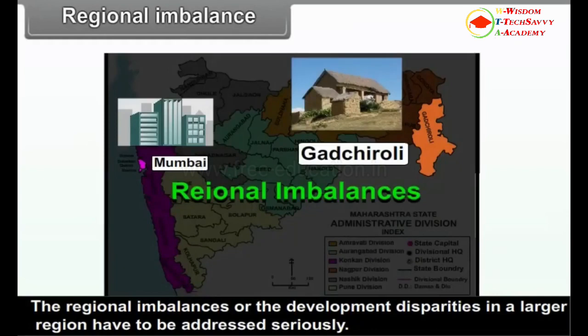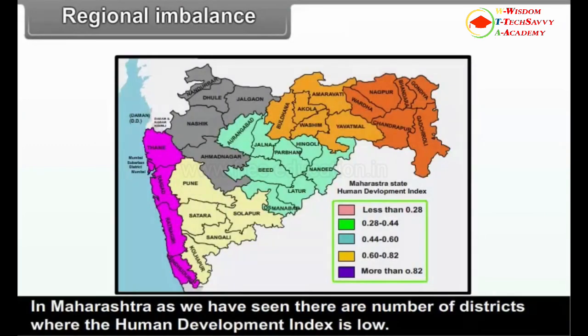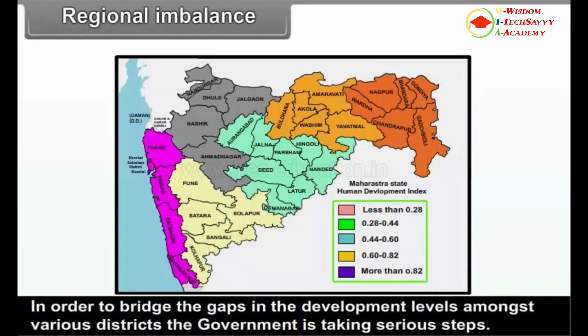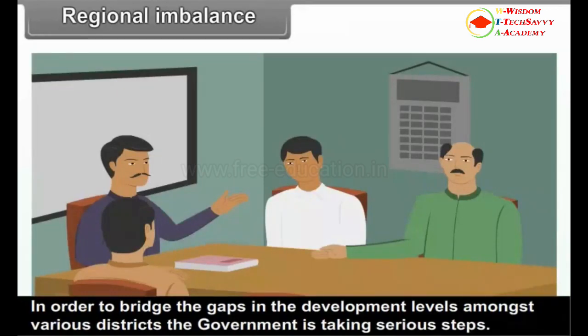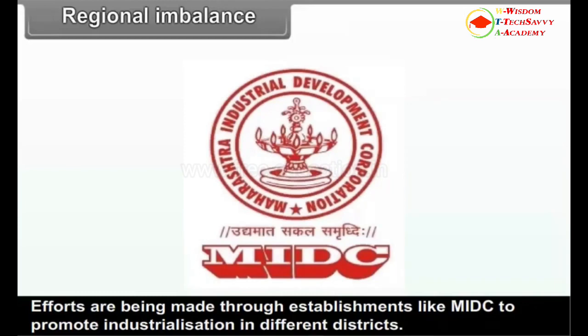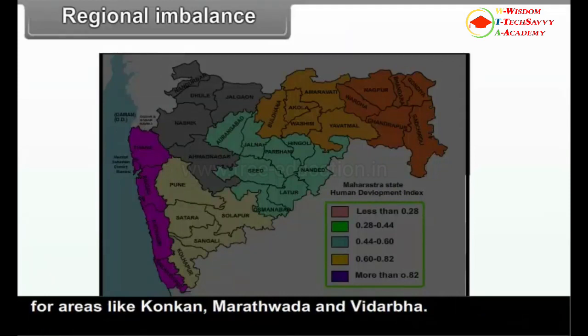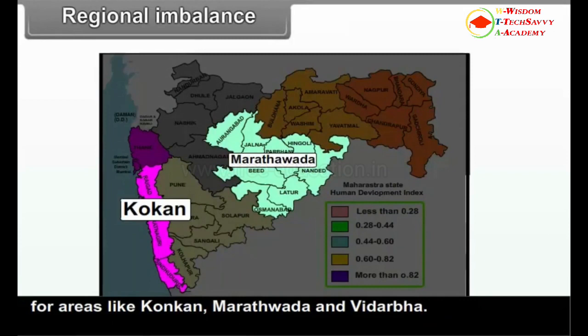The regional imbalances or the developmental disparities in a larger region have to be addressed seriously. In Maharashtra, as we have seen, there are a number of districts where the Human Development Index is low. In order to bridge the gaps in the developmental levels amongst various districts, the government is taking serious steps. Efforts are being made through establishments like MIDC to promote industrialization in different districts. Separate development boards have been established to reduce the gap in the development levels for areas like Konkan, Marathwada and Vidarbha.